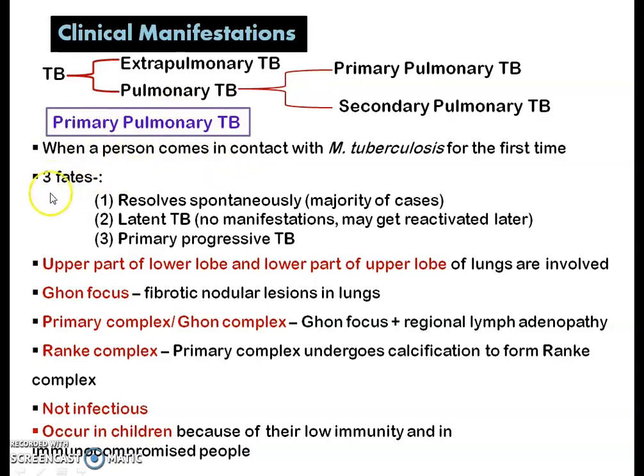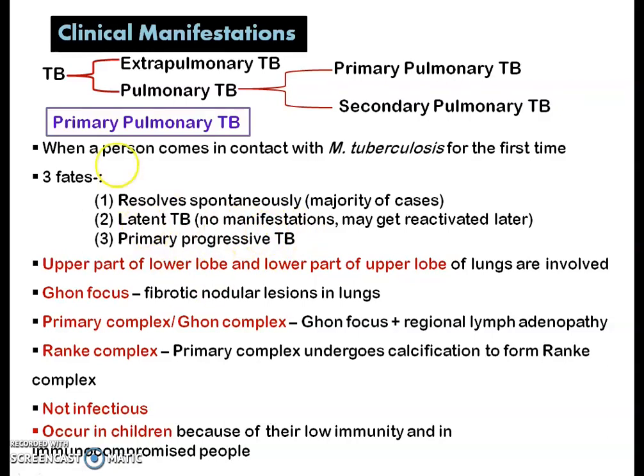It has three phases. First, it can resolve spontaneously. In the majority of the cases, it will resolve spontaneously. And in some other cases, latent TB will be there. It means there will be no clinical manifestation, but the bacteria may get reactivated later and may develop into pulmonary TB. The third one is primary progressive TB. Active infection of tuberculosis occurs in this primary progressive TB.